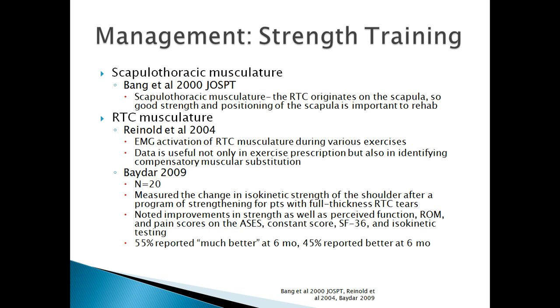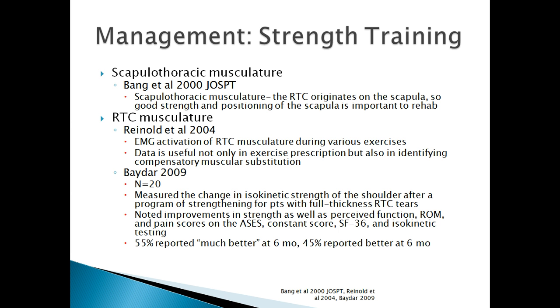In regard to strength training, we have several areas that we can discuss. One is the scapulothoracic musculature. Bang et al. in the 2000 article found that because the rotator cuff originates on the scapula, good strength and positioning of the scapula is an important aspect to rehab in rotator cuff pathology.